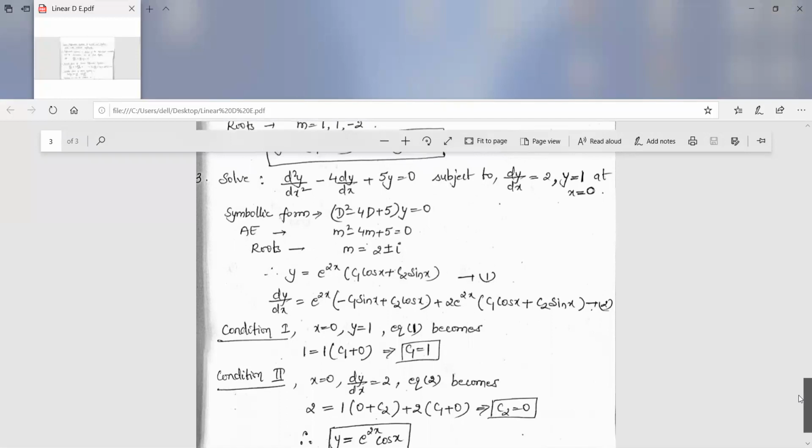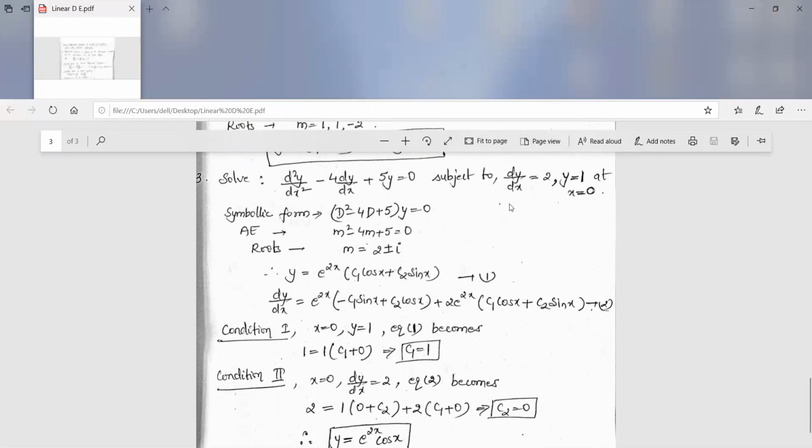Moving on to the next problem. d²y/dx² − dy/dx + 5y = 0, subject to dy/dx = 2 and y = 1 at x = 0.